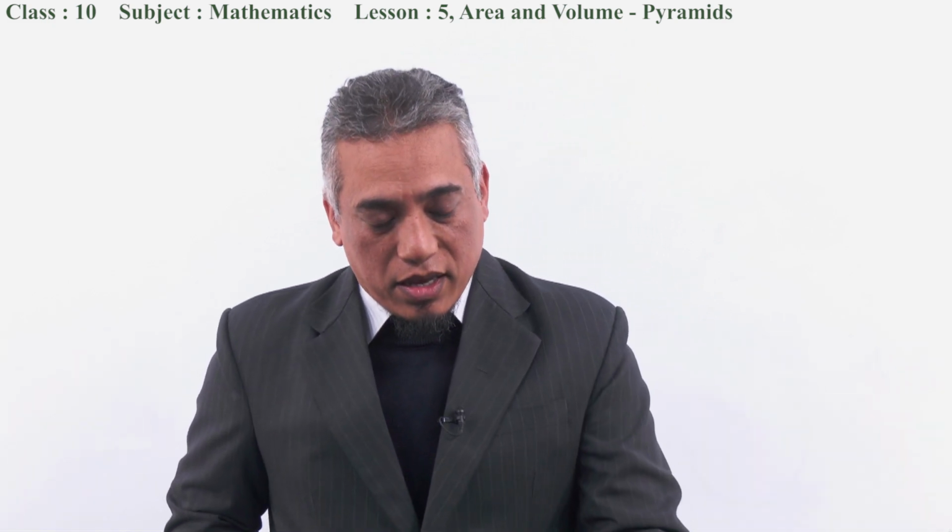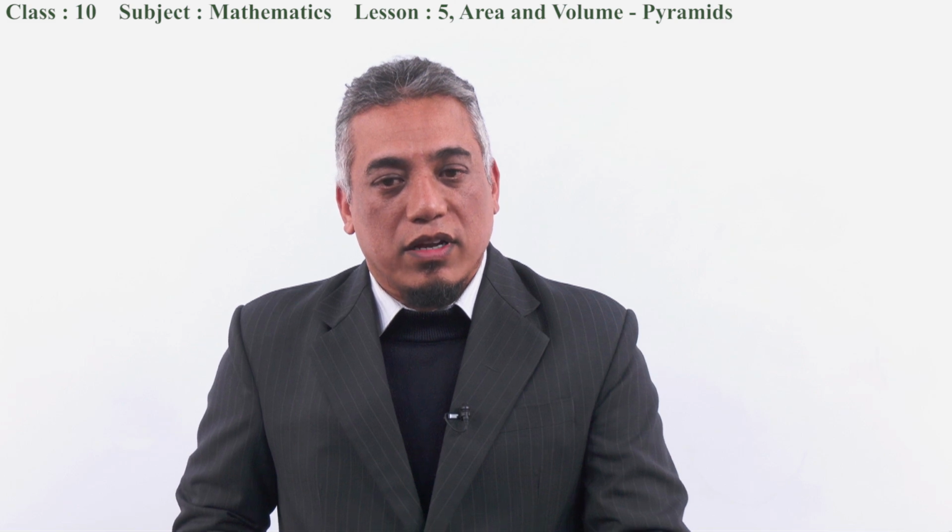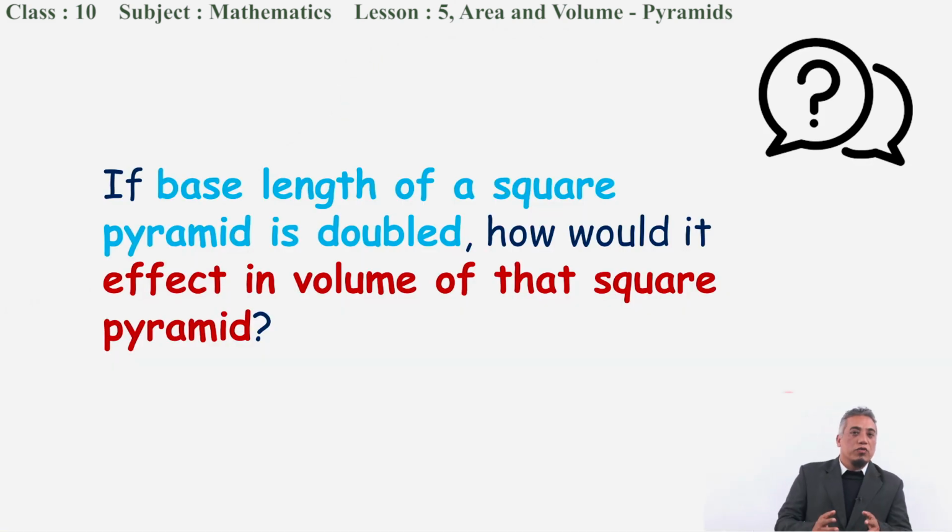Okay. So we have got another question here. It's a similar question. I'll read this out. If the base length of a square pyramid is doubled, just before it was about the height, doubling the height, now it is doubling the base length, that is a, doubling a. How would it affect the volume of the square pyramid? So this question asks you about the effect of doubling the side length of the base of a square pyramid. Can you guess?